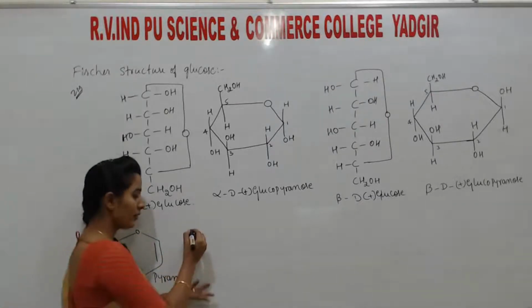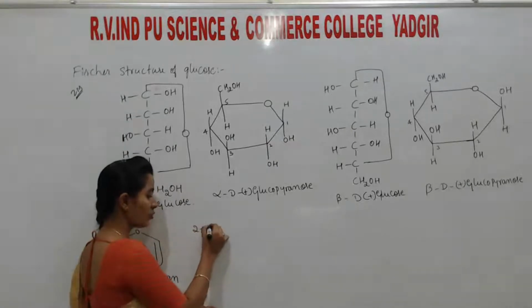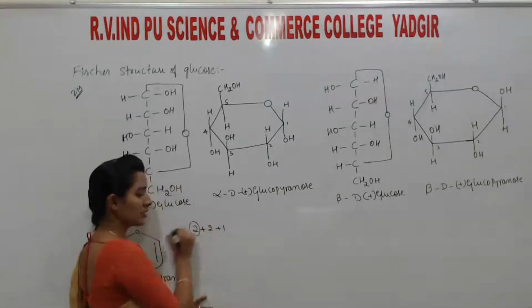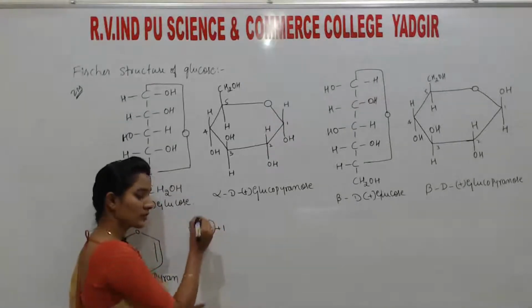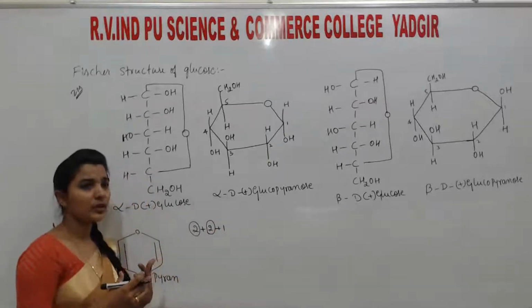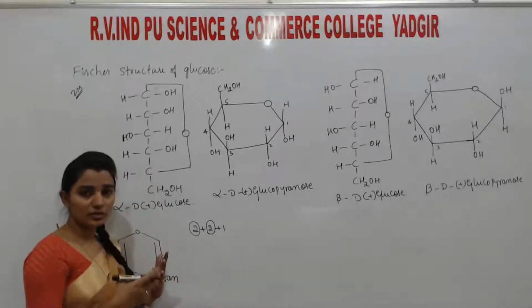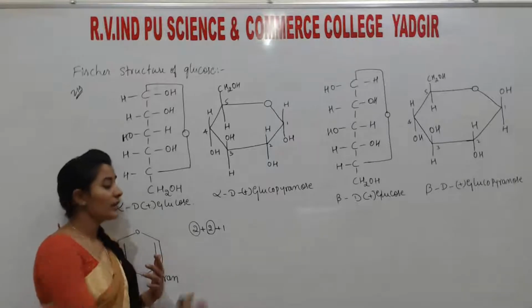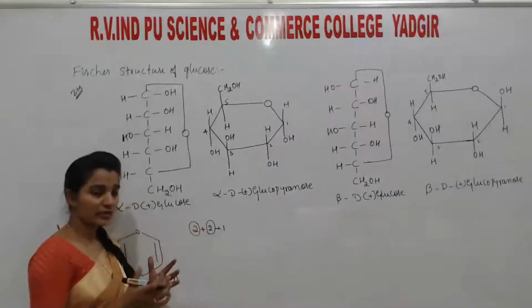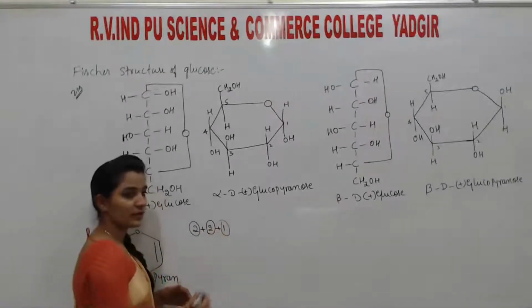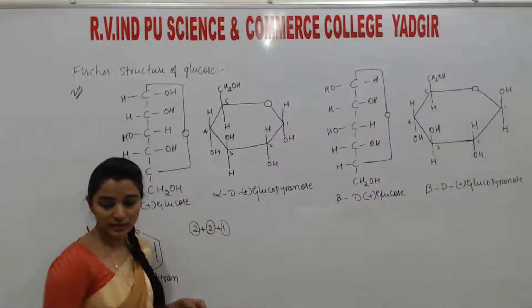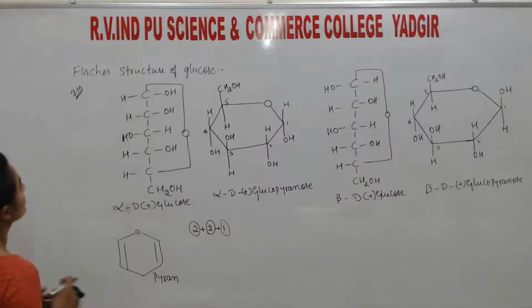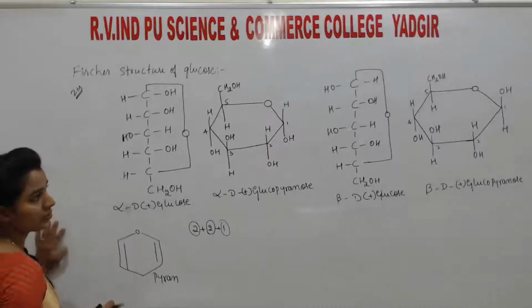Always remember, there is a 5 marks question, that is 2 plus 2 plus 1. One 2 marks is the structure. The other 2 marks may be types, or denaturation of proteins, or elucidation structures and their reactions. The 1 mark is the classification. Later I will explain. So this is all about the Fischer structure of glucose.